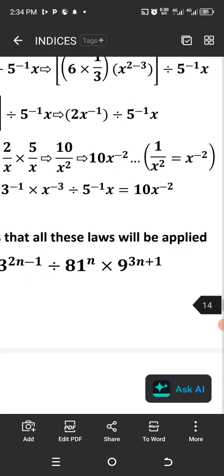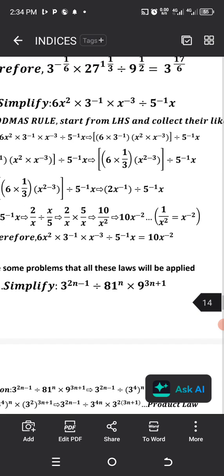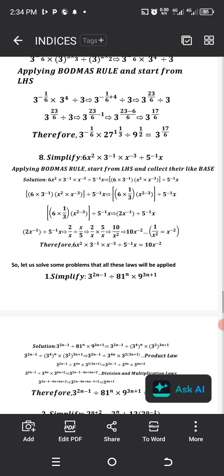So recall 1 over x squared can also be expressed, because it's also a negative index, as x raised to power minus 2. And the final answer is that. So let me zoom out for you to have a better view of what I've been explaining. So you can zoom it inside the video. Yeah, so that is the solution for question 8.